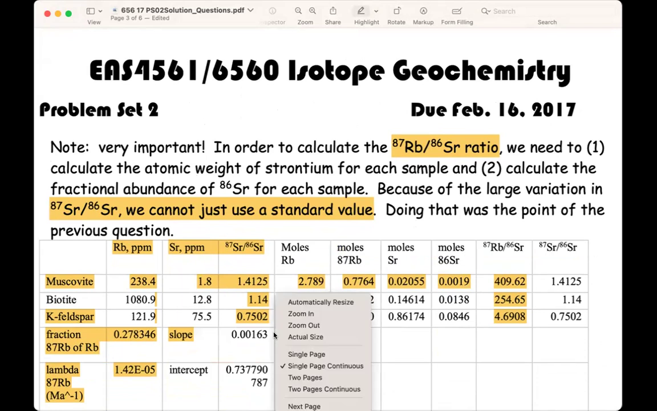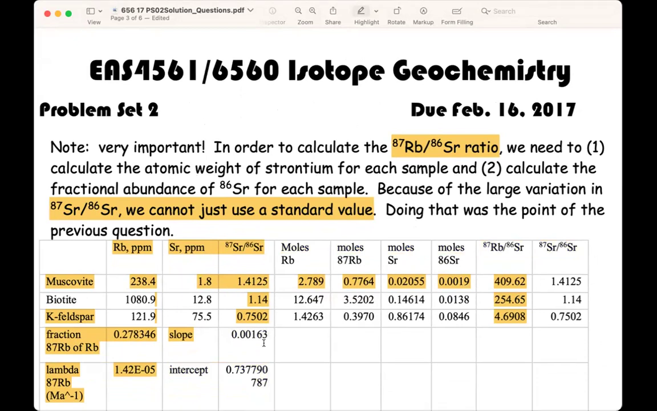The slope is 0.00163. Then you equate it to e^(λt) minus 1, our isochron equation, and find out the t. That is the age. So this is what you have to do. If you are not given the parent-daughter ratio, then you use the molecular proportions and the abundance, and then you do the calculation, right?